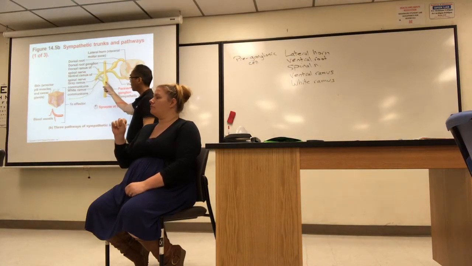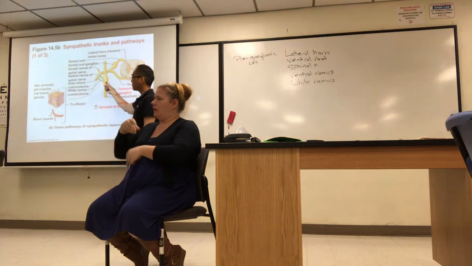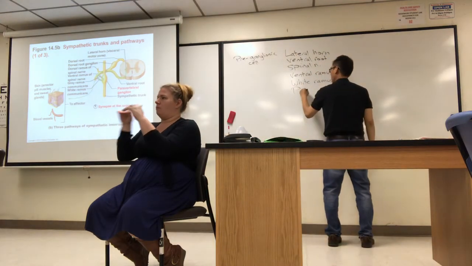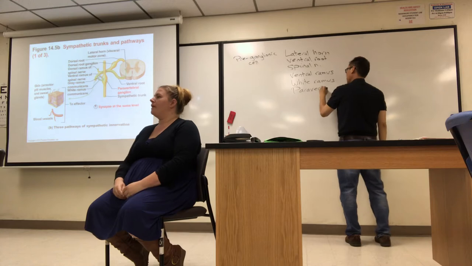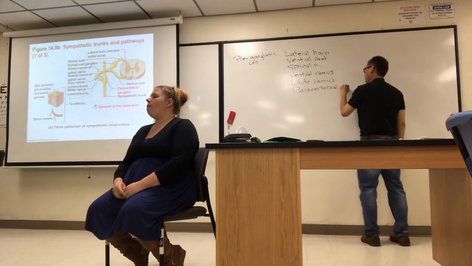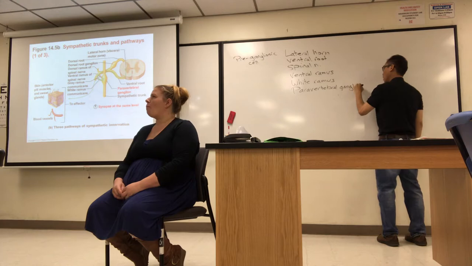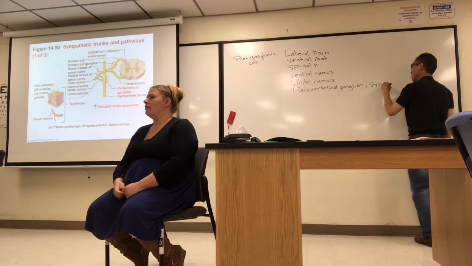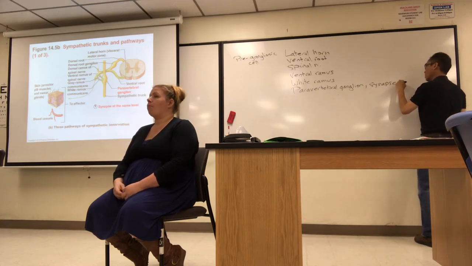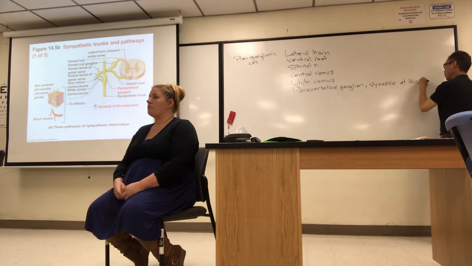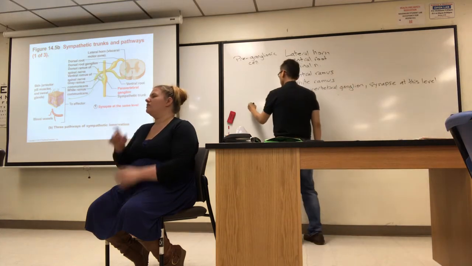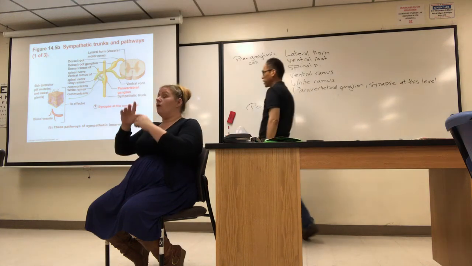Now you're in the paravertebral ganglion and you synapse at the same level. Paravertebral ganglion. Synapse at this level, the same level you're in. You don't go up or down, you synapse at that level. And then from then on, it's the postganglionic cell. I'll just put post here. I'm talking about the postganglionic cell.